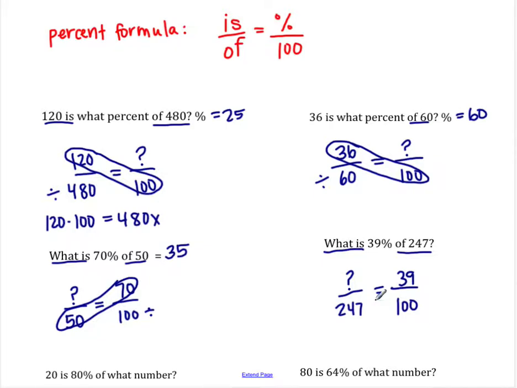I need a calculator for this one. So multiply these and we get 9,633 and then divide by 100. And that gives us a fun decimal, 96.33. Be careful in Brain Genie to only put how many decimals they say to write.